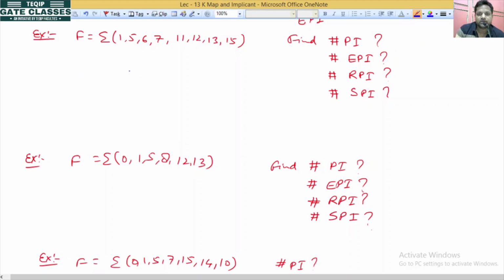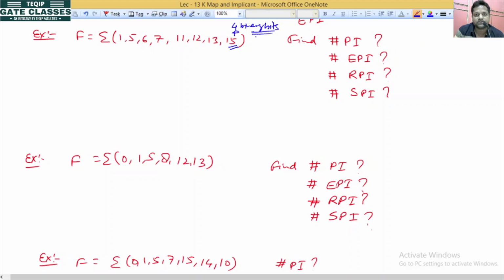Now I have taken some examples. Let us decide how many PIs, EPIs, RPIs and SPIs are possible for each example. Suppose in this example we have 15. 15 means a 4 variable K-map, because 15 can be represented in 4 binary bits.